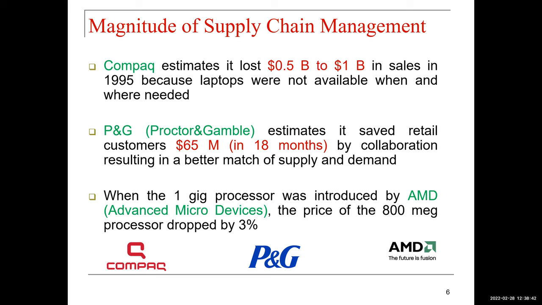When the 1 gig processor was introduced by AMD, the price of the 800 meg processor dropped by 3%. So that's another thing that we need to be aware of. Sudden changes in availability of products, a better product, can also have an impact on the demand for our products and obviously on the plan for our supply chain.